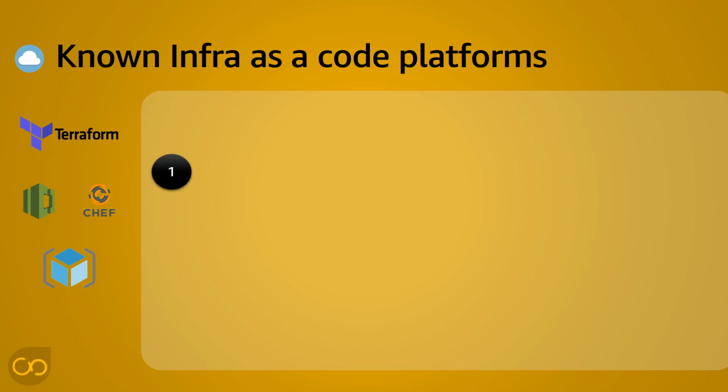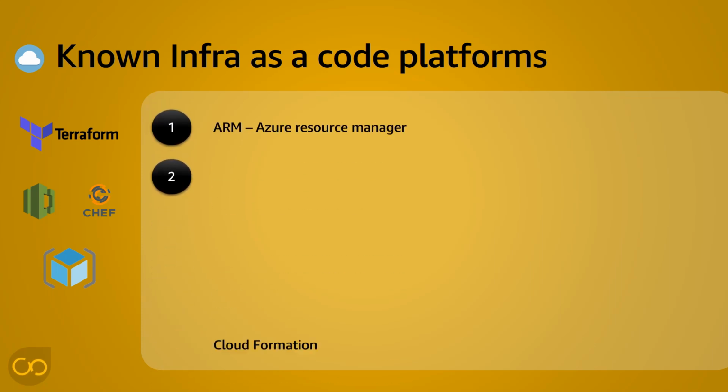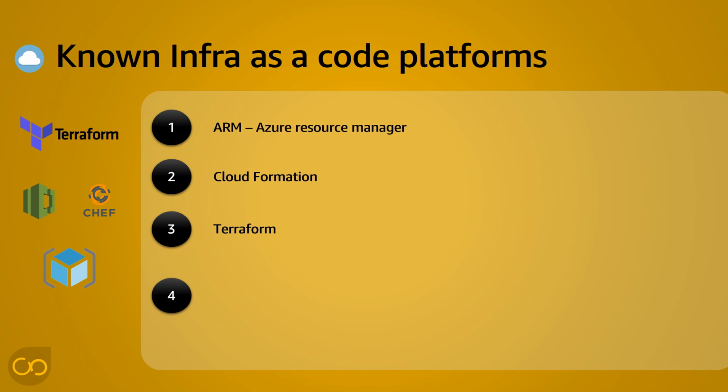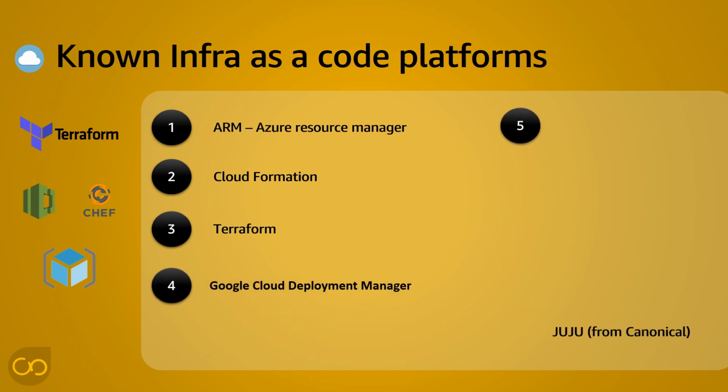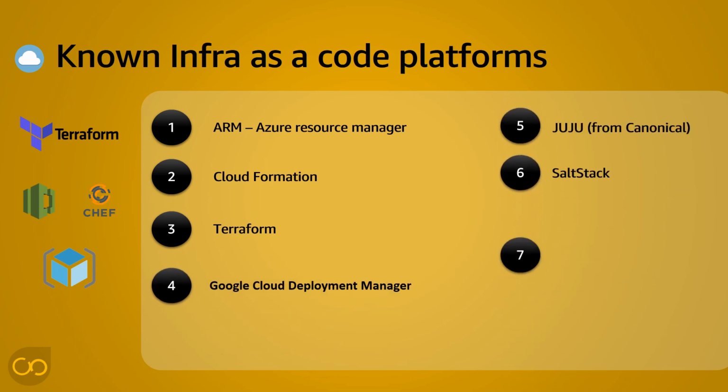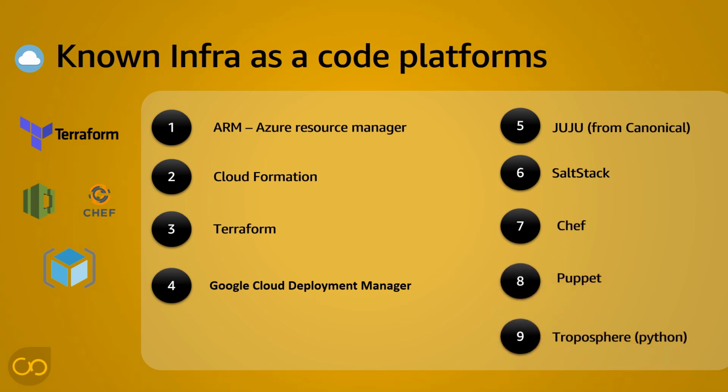So let's talk about the known infrastructure as a code platforms. ARM, Azure Resource Manager, CloudFormation for AWS, Terraform for multi-platform deployment, and Google Cloud Deployment Manager. If you look for Juju, which is from Canonical, a very interesting platform, SaltStack, Chef, or Puppet, which are more configuration management platforms, or something that people actually don't know in the market too much, Troposphere, a Python platform for generating CloudFormation scripts.